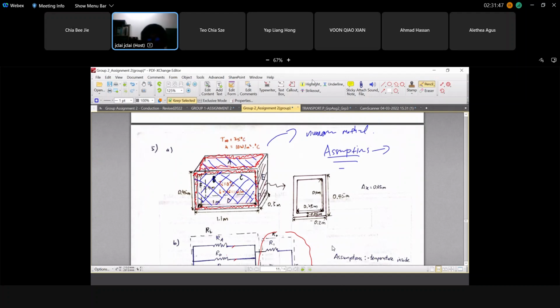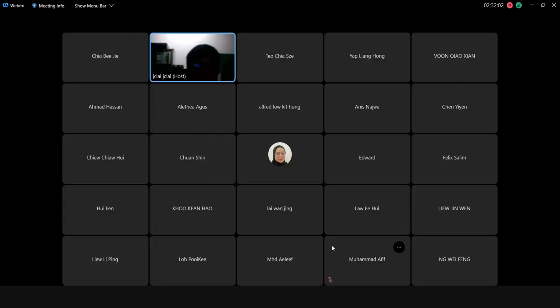Okay, I guess that's all. If there is no more question, it's close to 11 p.m. already, so I guess we can end here. Coming Sunday, we are going to enter topic number 2, convection. So we will tell you what to do.